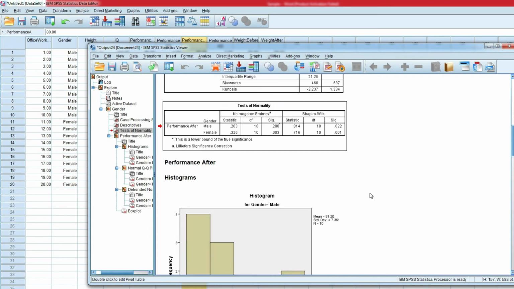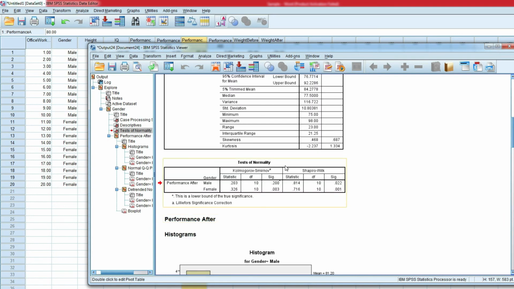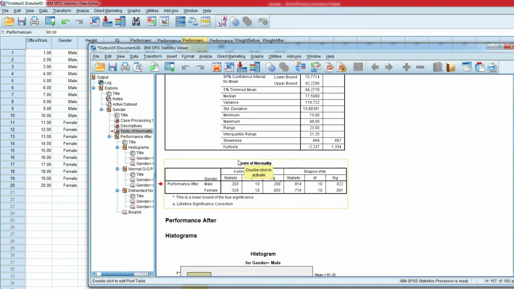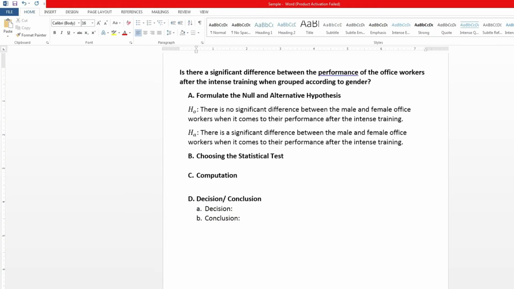Okay, so since we have seen that the data is not normal, we go then to its non-parametric test for two independent samples. And that is what we call the Mann Whitney test. Okay, so we are going to use the Mann Whitney in our computation for SPSS.